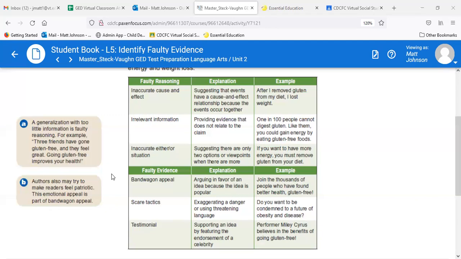And then the final faulty reasoning, inaccurate either-or statement. So sort of like cause and effect, there's an either-or. So it says suggesting there are only two options or viewpoints when there are more. So making it a binary. There's either option A or option B, either-or.